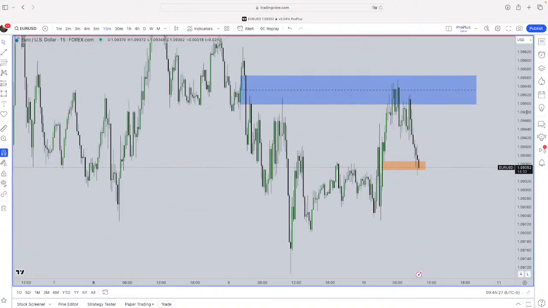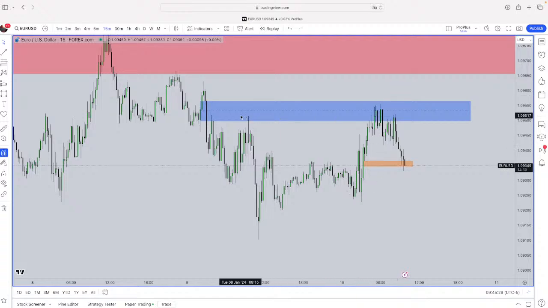We're looking on the 15. Price ran these highs back into the bearish order block. It's pulled back lower, market structure shift. So next draw on liquidity would be here to take out people who've gone long from this move here, and then down here as well, people who've gone long.